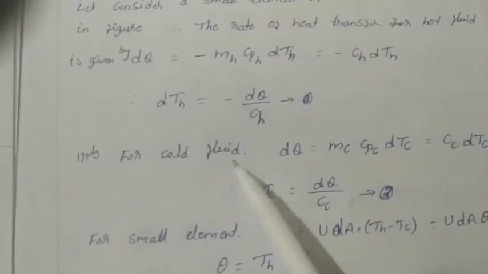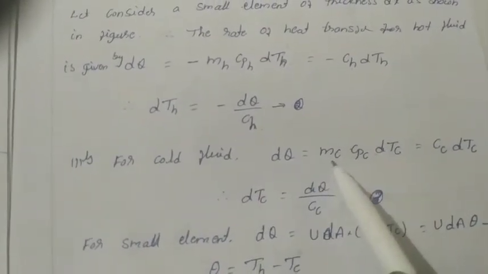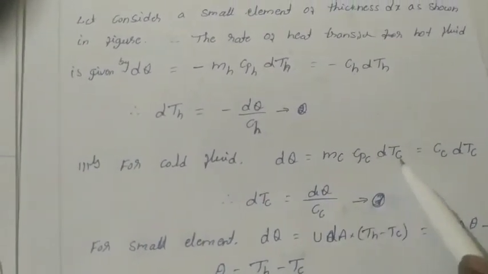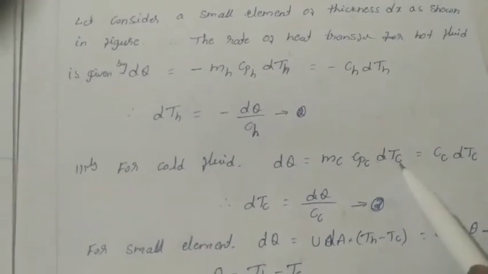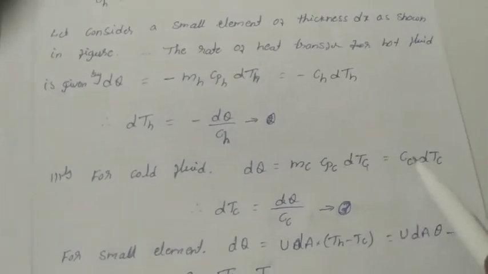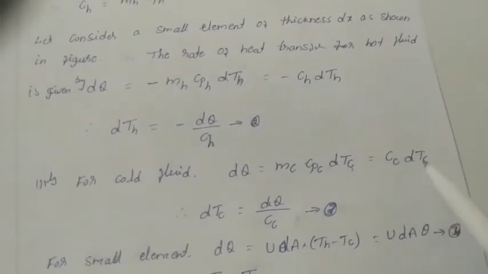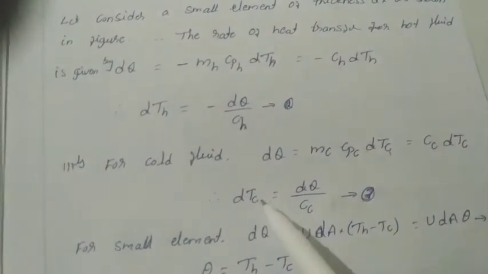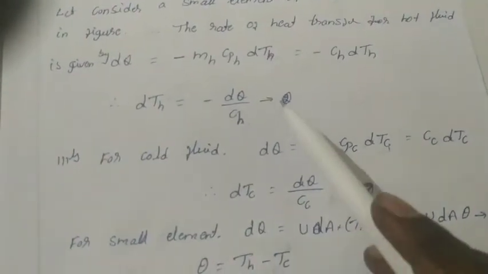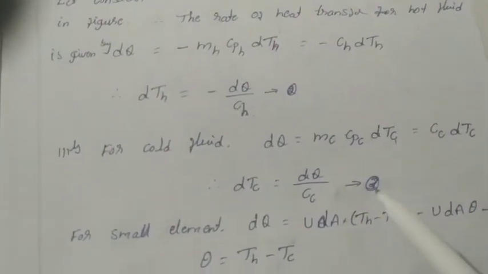Similarly for the cold fluid, dq is equal to mc Cpc into dTc. This is a heat gain, so it is positive, and this product becomes positive. Hence that is equal to Cc into dTc, so dTc is equal to dq by Cc. This is called equation number 3.